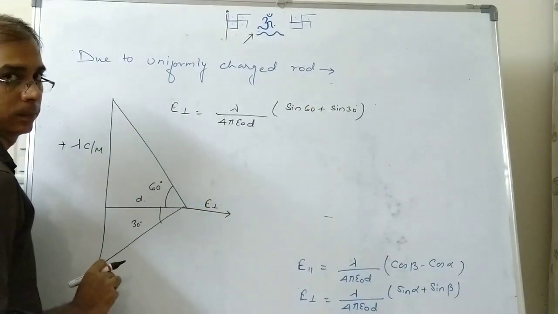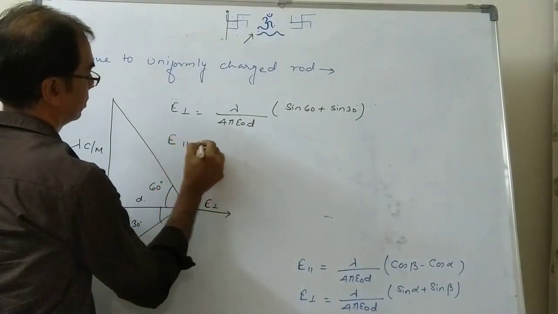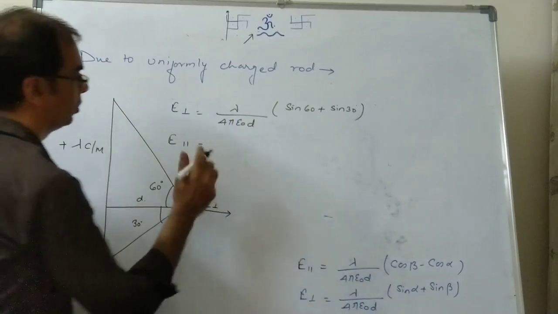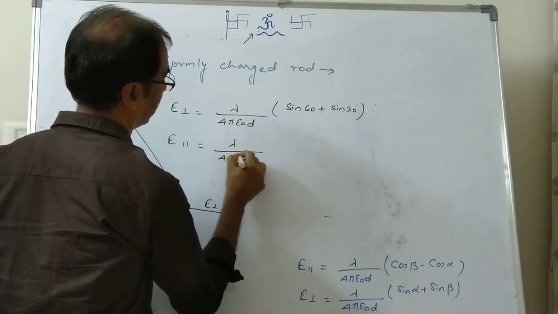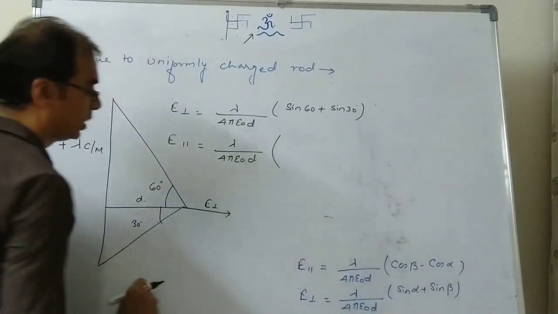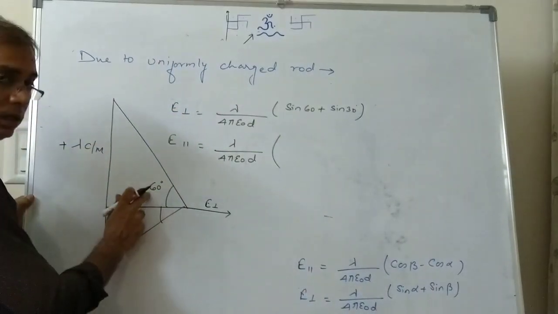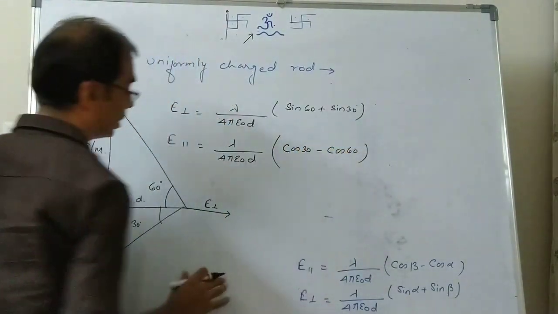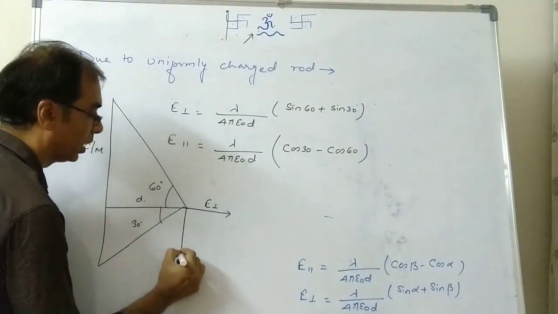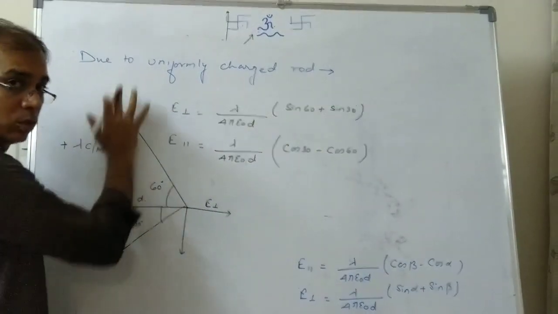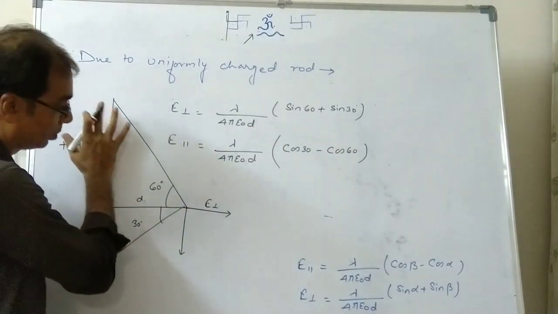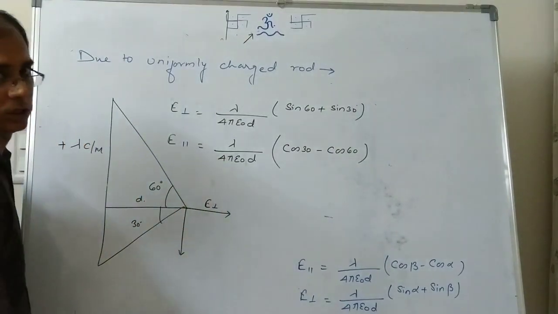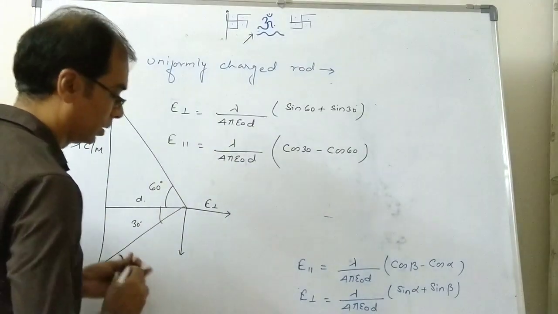What about E parallel? Which direction? From here also there are repulsive forces, from here also repulsive forces. Which direction? Magnitude we know how to find: lambda by 4 pi epsilon naught D, cos beta. Now what is beta in this one? 30. Alpha? 60. Cos 30 minus cos 60. This is the value. But in which direction? Downwards. Why? Because this section is larger. There are more point charges as compared to this one. So because of them, the repulsive force of the upper section will be more as compared to the lower section. That's why E parallel will be downwards. Is that clear? Okay, very good.